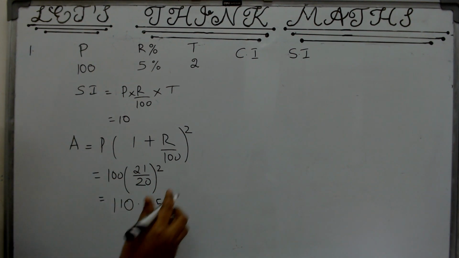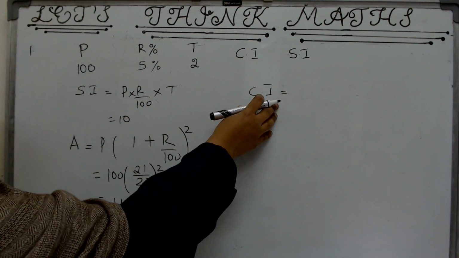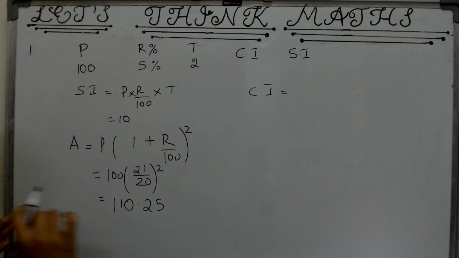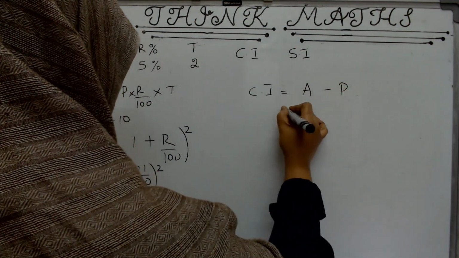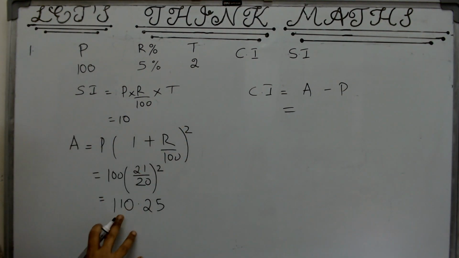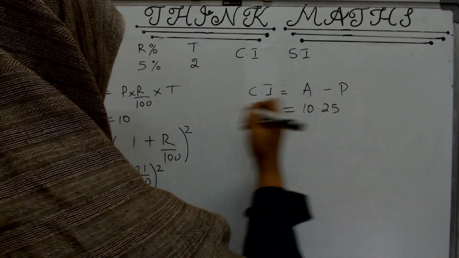What is the compound interest? The compound interest would be what? Any interest, not just compound interest, any interest, simple interest, has the same formula. What is it? Amount minus principal. This is the same for both compound interest and simple interest. And what is that? This minus 100 gives you 10.25. What do we have here?